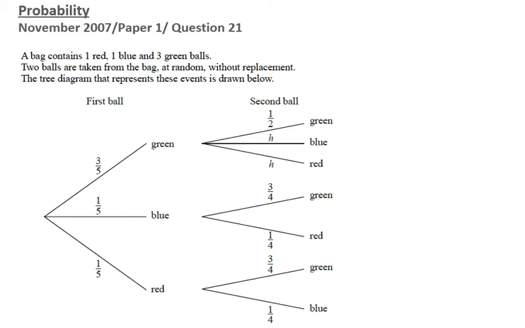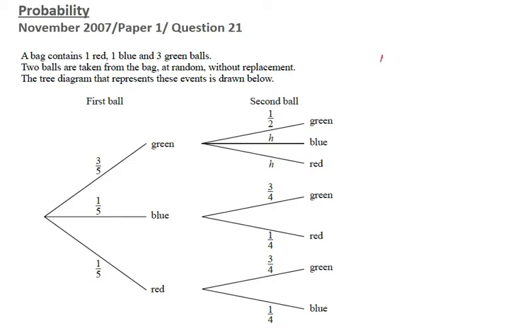Okay, here we have another question of probability. This question is from November 2007, paper 1, question 21. In this question they are saying a bag contains 1 red, 1 blue and 3 green balls.